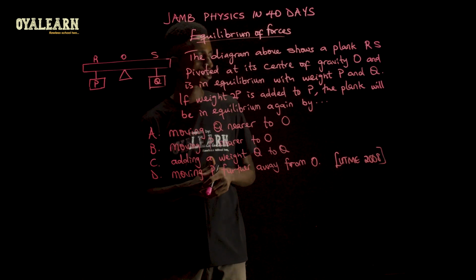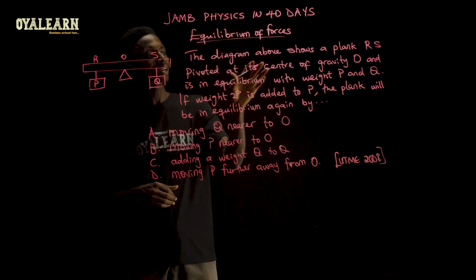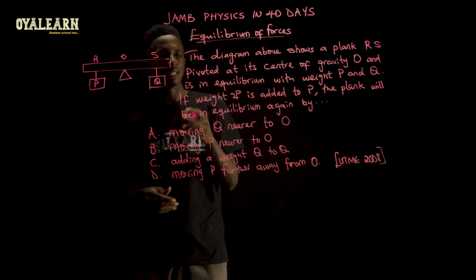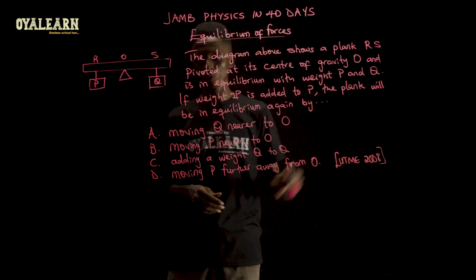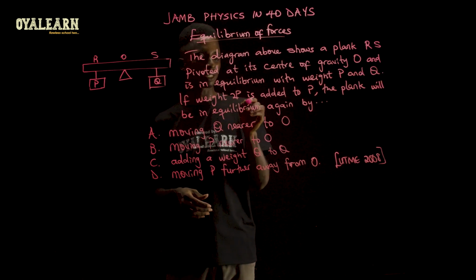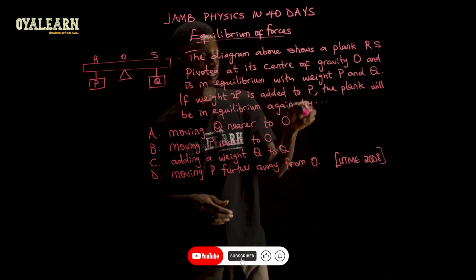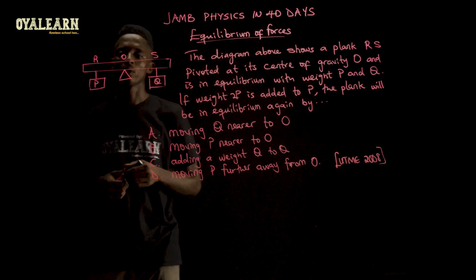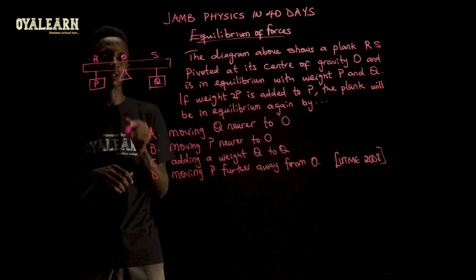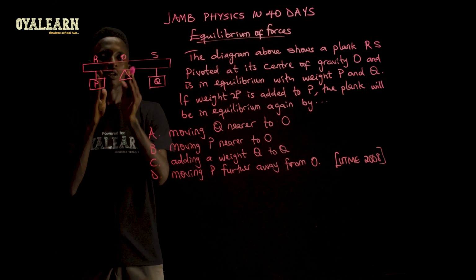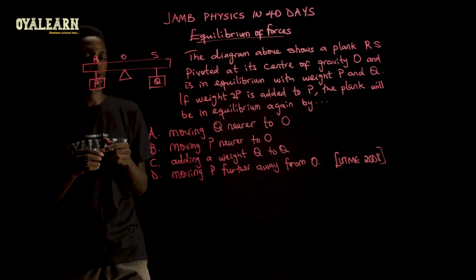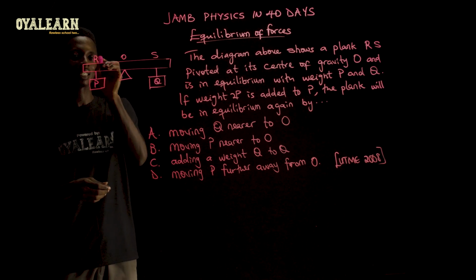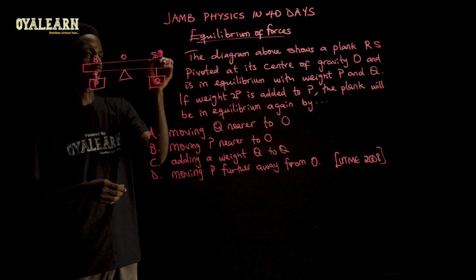Here's another question from 2008 UTME. The diagram above shows the plank RS pivoted at its center of gravity O, and it is in equilibrium with weights P and Q. If weight 2P is added to P, the plank will be in equilibrium again by, now let's come to the diagram. So we see the plank and O being the center of gravity where the pivot is put, and it is said that this plank is at equilibrium with these two weights added here. So we have P here and Q. P is acting at point R and Q is acting at point S.